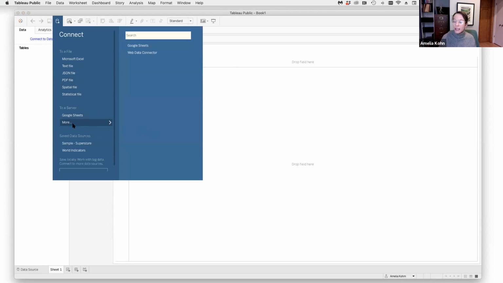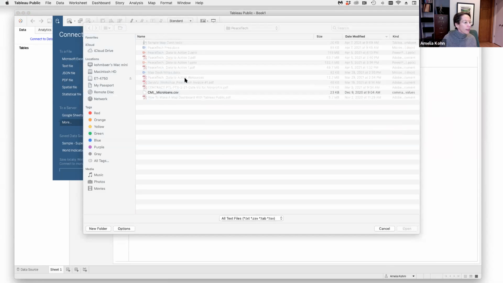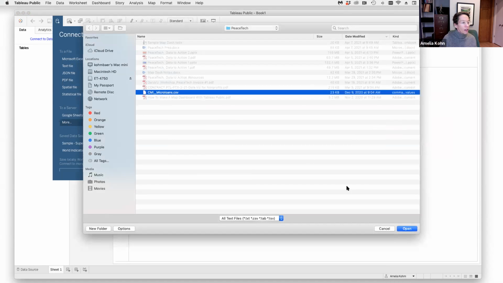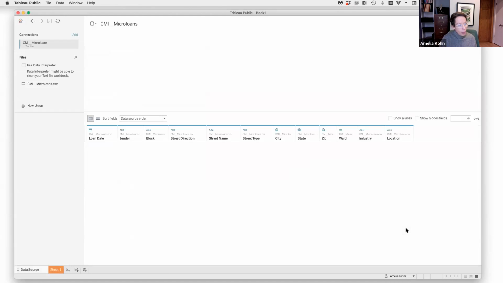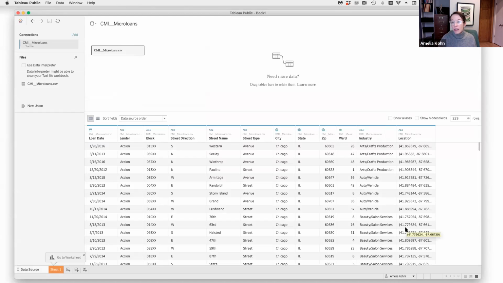So mine is a CSV file or comma separated file, also called a text file. So I'm gonna choose a text file here. And then I'm gonna just navigate to where on my computer that text file is, which is right here. And as you can see, what Tableau does first thing is kind of replicate that spreadsheet that it just imported. So we can see all the same columns that we were looking at before when we opened the CSV file in Excel.